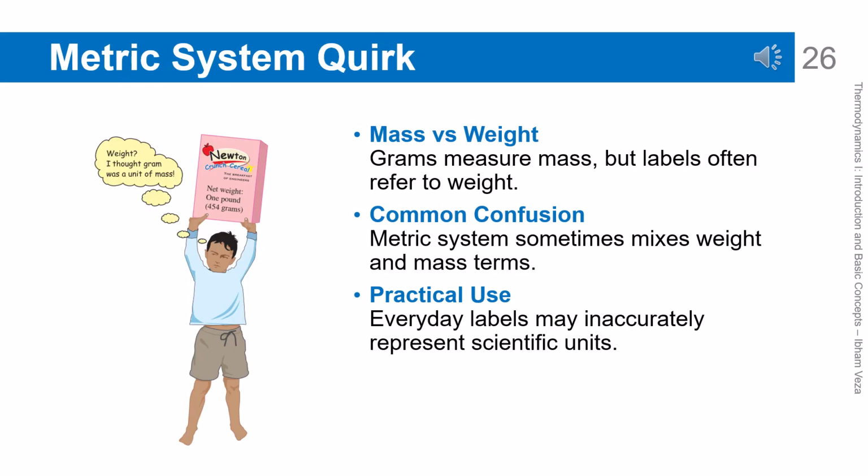Metric system quirk. In the metric system, grams are often used to represent weight in daily life. Scientifically, grams are units of mass, not force. This habit can cause misunderstandings in engineering and scientific contexts. However, this practice is very common in everyday usage. Therefore, the difference between mass and weight must always be emphasized.